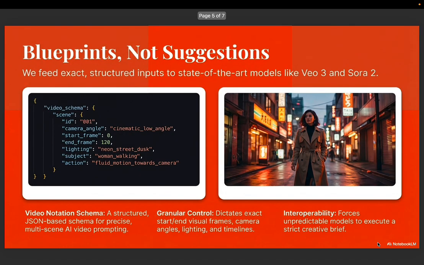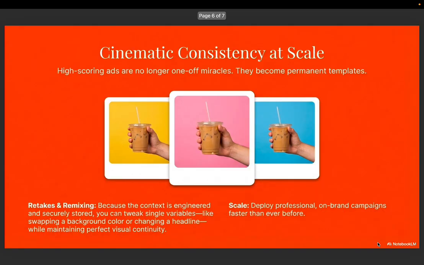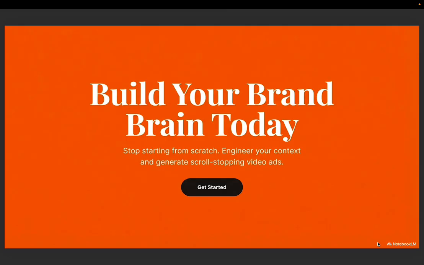We followed an exact structured input for models like Veo 3 or Sora 2. We give an input image, we give an exit image, and we ask it to generate the middle frames. This gives me more control over the kind of ads it will generate, and secondly, it will be easier if I want to edit this video. Because of context engineering, we can tweak single variables like swapping the background or changing headlines while maintaining the perfect visual. The application that I have built can be deployed professionally and can generate good brand campaigns over a period of time. So let me get started with the application.